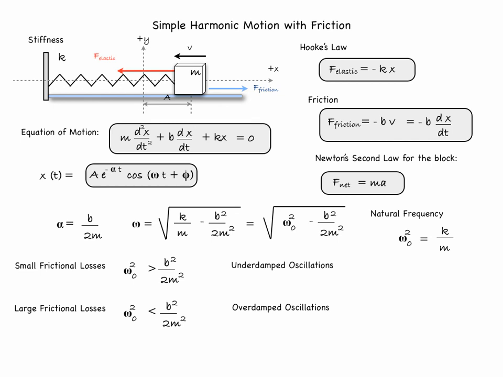We talk about overdamping. The critical case when omega naught squared is exactly equal to b squared over 2m squared leads to a simple exponential function for the displacement, that is A e to the power of minus alpha t.